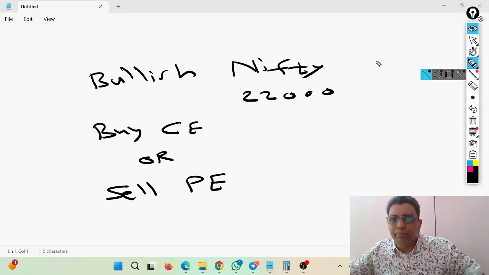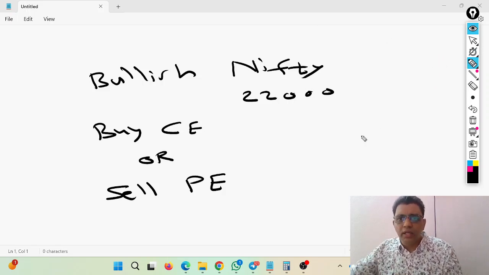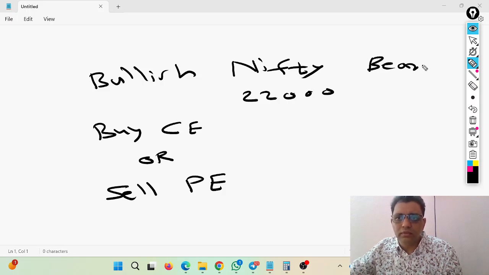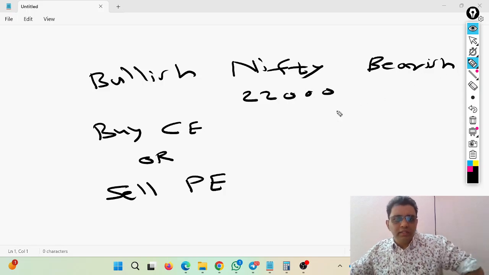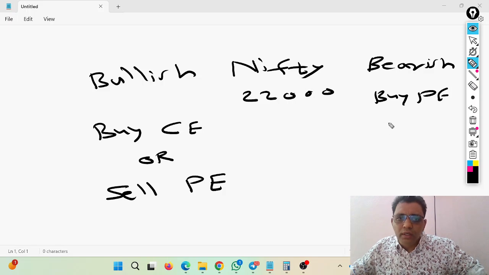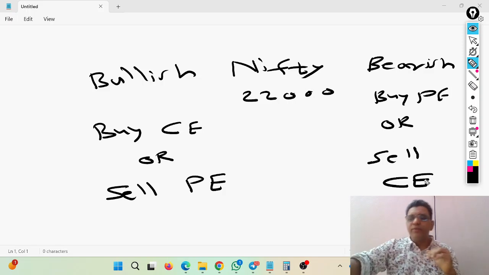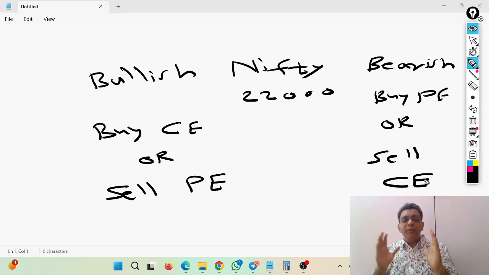On the other hand, if I am bearish about the Nifty, then I will buy a put option, or I will sell a call option. So I have a particular view about the Nifty, whether bullish or bearish, and accordingly I will either buy a put or buy a call.